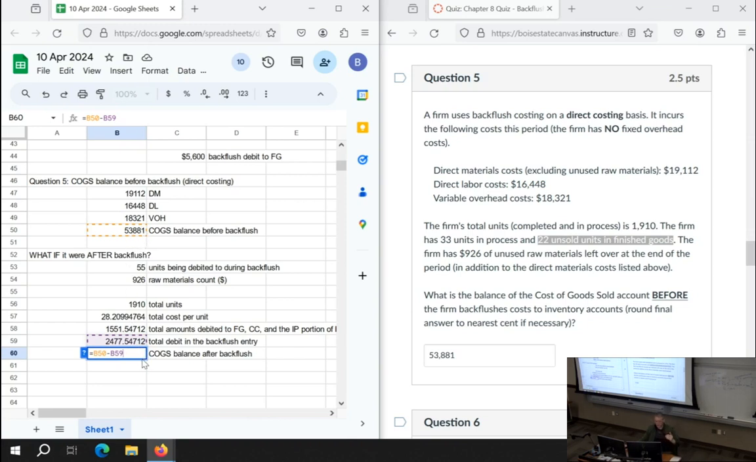So I've skipped like 3 or 4 steps by not having to do the whole entry and just saying, I'm going to take all units multiplied by total cost and make sure I add in the raw at the end. And that will get me the total balance, the total debit side, which has to balance the total credit side of my backflush entry. A lot of words there.